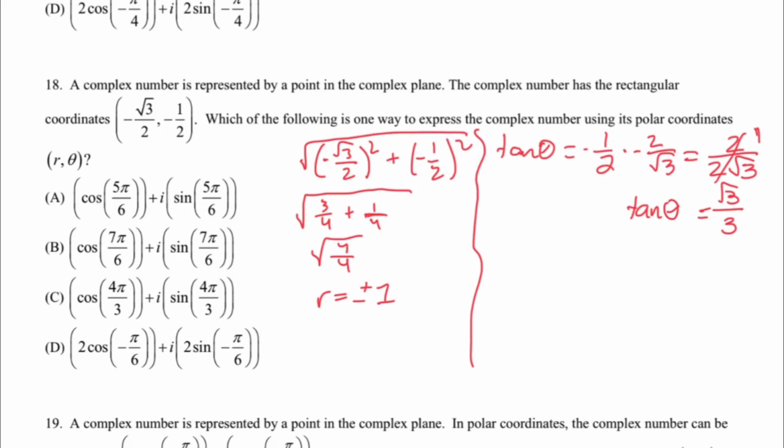Where's tangent equal to that? It should look like this, because we always do the reciprocal of x. So square root of 3 is at the bottom, and square root of 3 is at the bottom. So it looks like that. But we have negative on both.